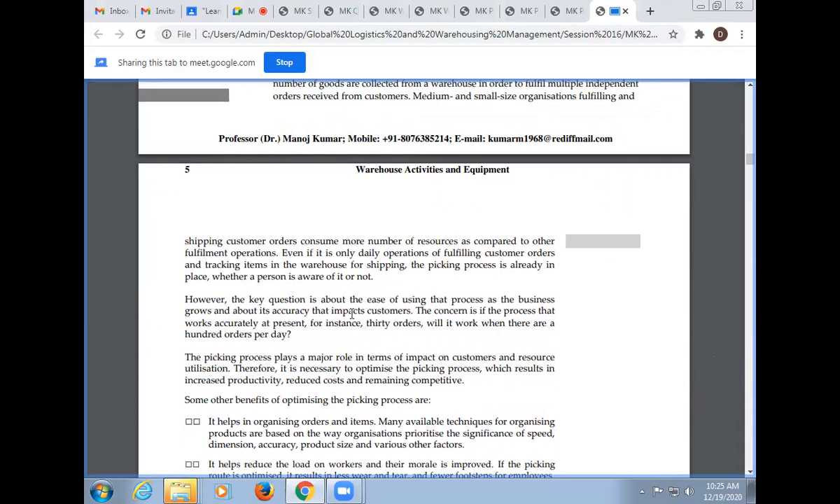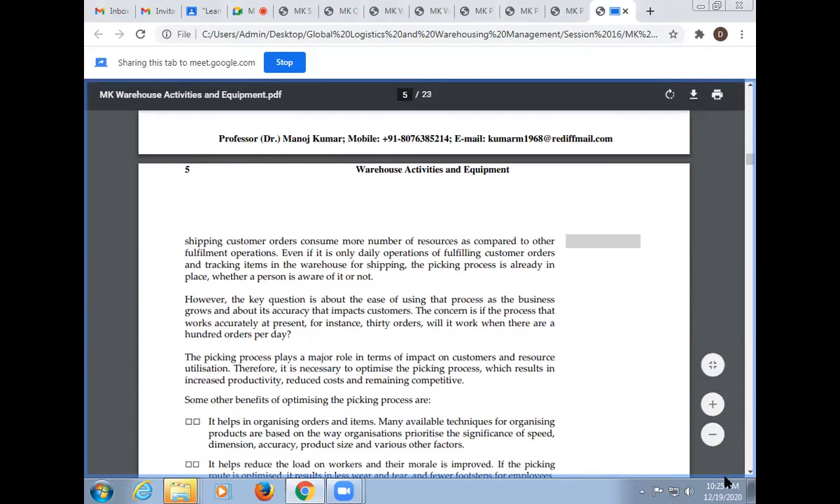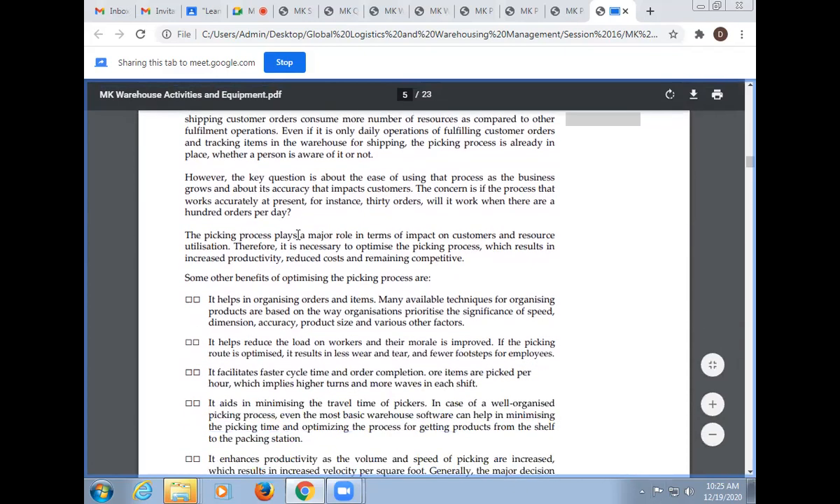However, the key question is about the ease of using that process as the business grows and about its accuracy and impact on customers. The concern is if the process that works accurately at present, for instance, for 30 orders, will work when there are 100 orders per day. The picking process plays a major role in terms of the impact on customer and resource utilization. Therefore, it is necessary to optimize the picking process, which results in increased productivity, reduced cost, and remaining competitive.